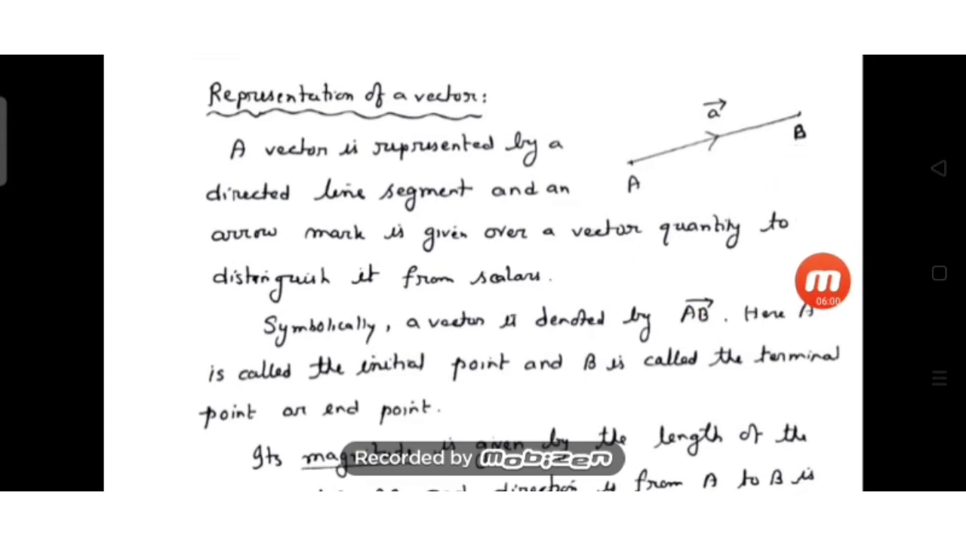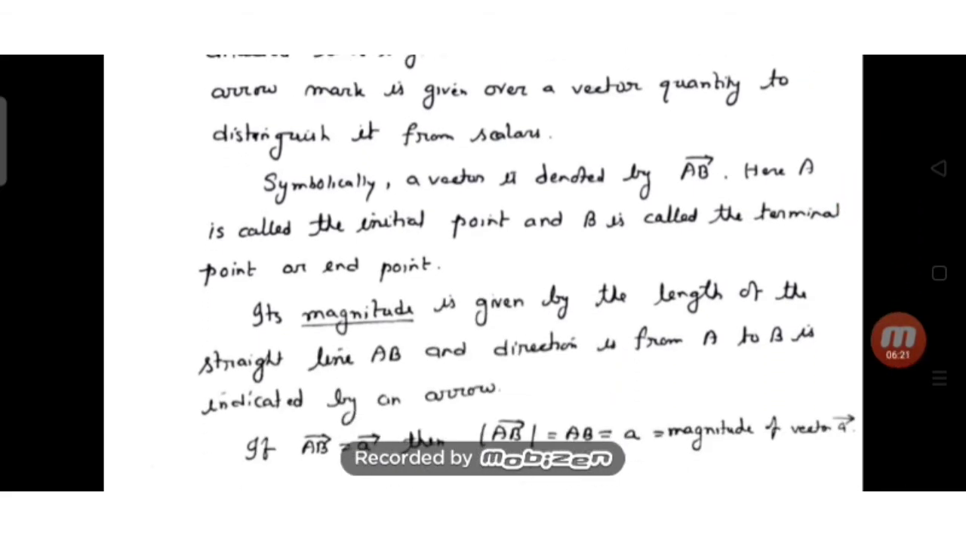So how to represent a vector? You remember it, that a vector is represented by a directed line segment. So you see, if AB is a line segment, then AB arrow, this one, AB arrow is called a vector. Or sometimes in short, it is denoted this way. AB bar is equal to a bar, like this. We may denote it this way. AB bar is equal to a.